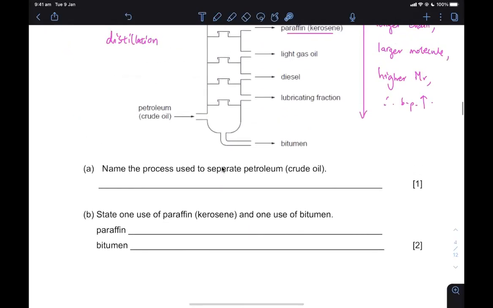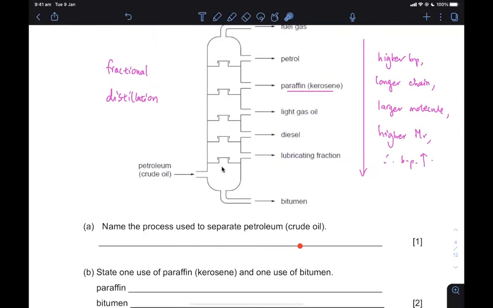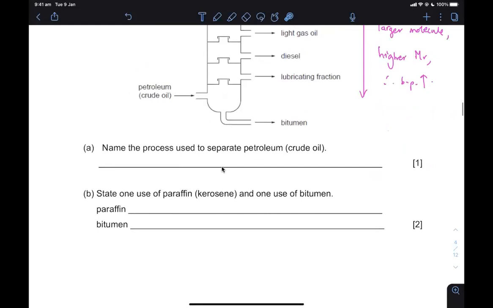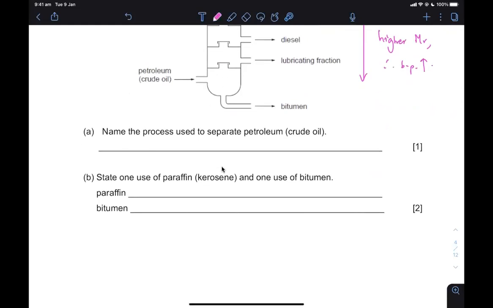So name the process, I already did, fractional distillation. You should be able to spell these and know this from year 9 separation techniques. So one use of kerosene and one use of bitumen. Bitumen is a very common one. This is for making road surfaces, those black, kind of tarred surfaces on the road. That is made of bitumen.